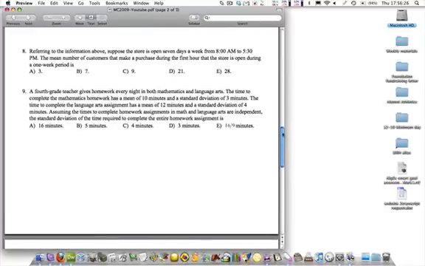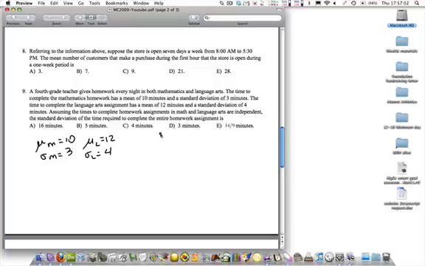We'll scroll down. We'll take a look at question 9. Okay, so a 4th grade teacher gives homework every night in both math and language arts. The time to complete the math homework is a mean of 10, so I'm going to write this down. Mu of m is equal to 10. Sigma of m is equal to 3. Mu of language arts is equal to 12. Sigma of language arts is equal to 4.